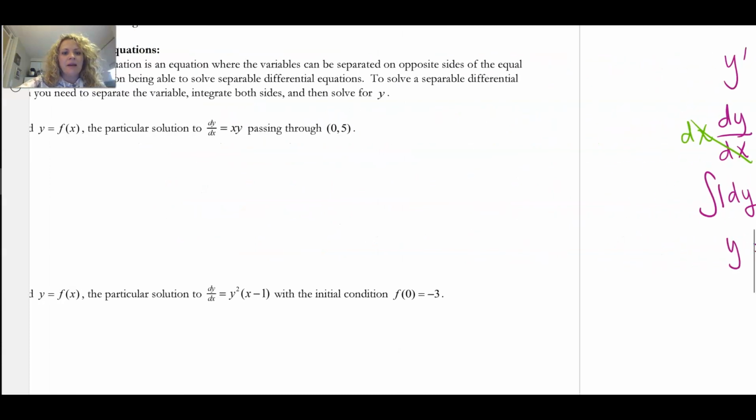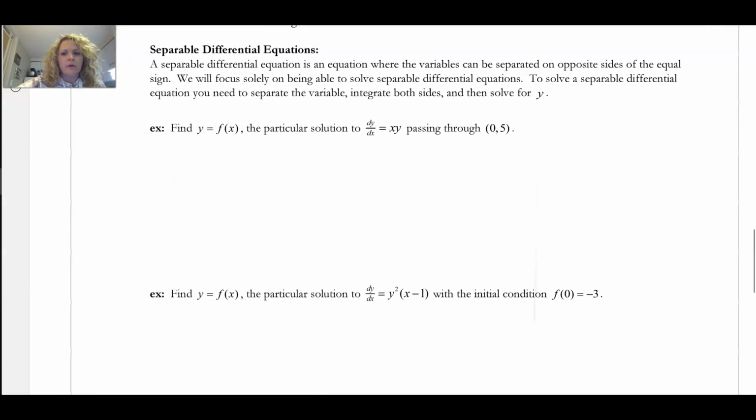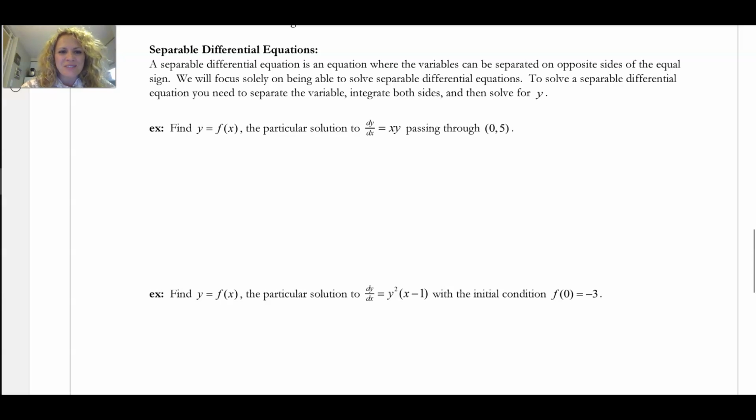So looking at page, I believe that we're on page 115, we're going to talk about separable differential equations, and we're going to work this first example through. When we get to the second one, I'm going to ask you to pause the video a couple of times and work through without me. But let's just do this first one together.